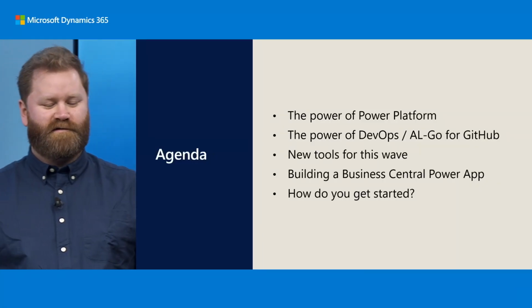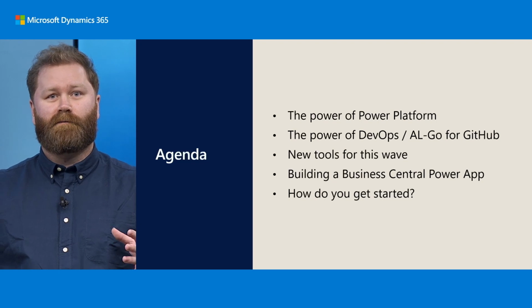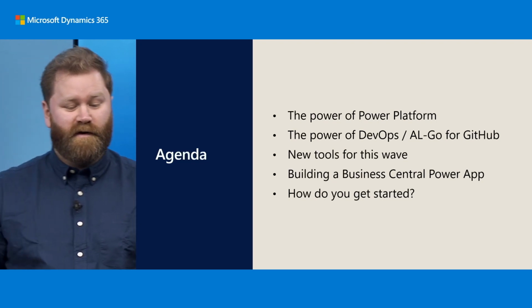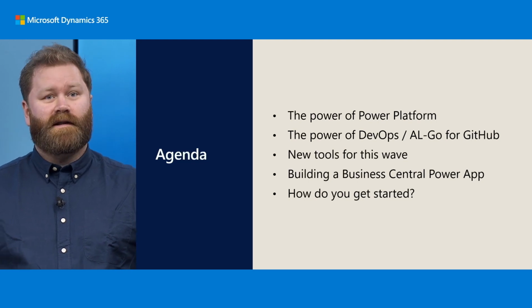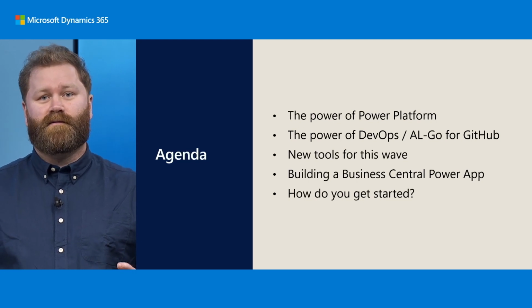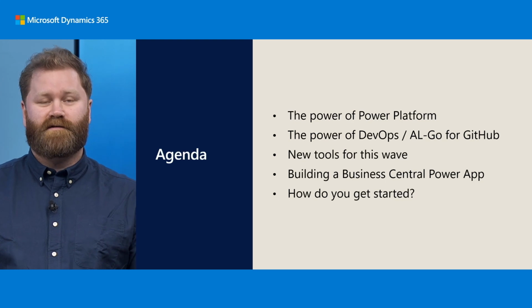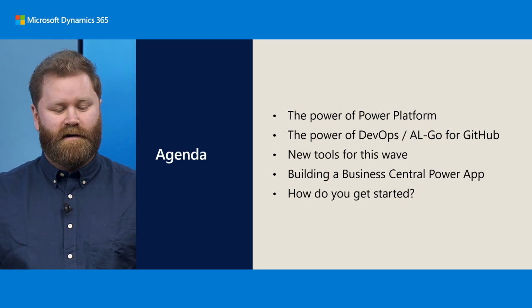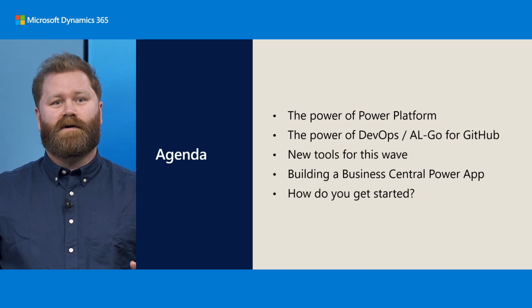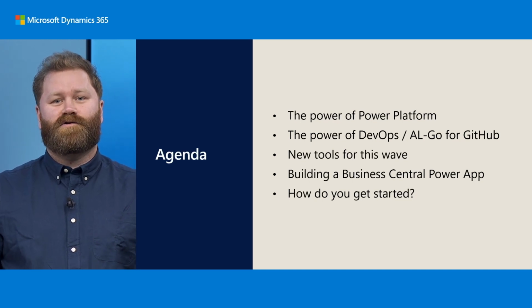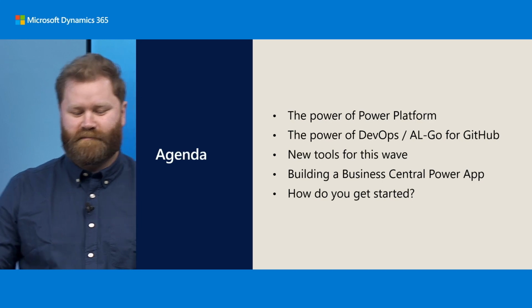Let's go ahead and see what we have in store for you today. Here's the agenda. First, we're going to talk about the power of Power Platform. We're going to talk about some of the good things about DevOps and ALGO for GitHub as well. And then we're going to introduce the new tools that we're rolling out this wave to make it easier for you to work with Power Apps. We're going to be showing those tools in building a Business Central connected Power App. And then finally, we're going to show you how you can get started with this.